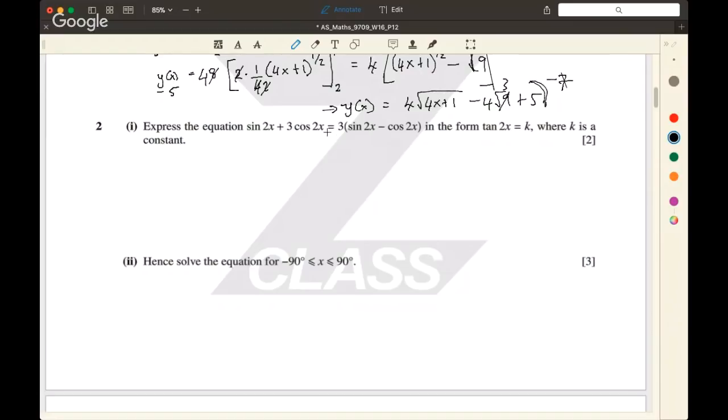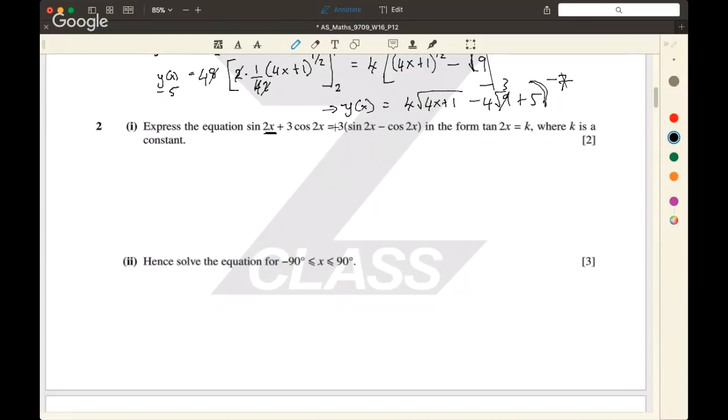So let's look at this here. We've got sine 2x plus 3 cosine 2x equals 3 sine 2x minus cosine 2x. So firstly, let's rearrange. Let's pull all the sine 2x's together and all the cosine 2x's together. Usually when you see a 2x, you want to expand it into just the sine and the cosine of x without the 2. I'm using the formula booklet, but in this case, we don't have to, because everything is cosine of 2x or sine of 2x. So we can just leave it as that for now.